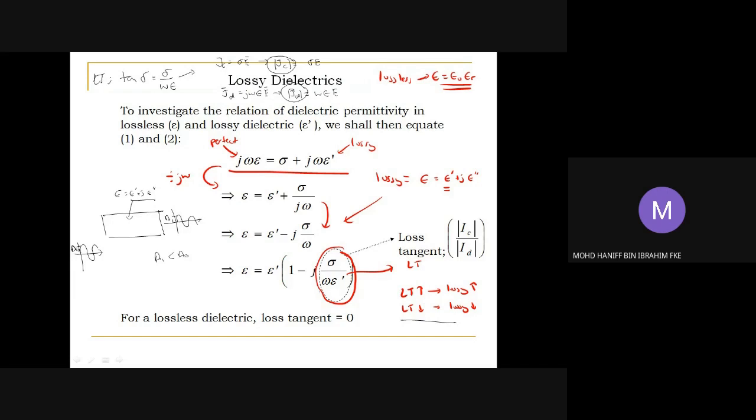So we go back to the idea that if you have a perfect dielectric, because the sigma is zero, the loss tangent basically will be zero. The loss tangent will exist only when we consider the dielectric to be lossy, right?